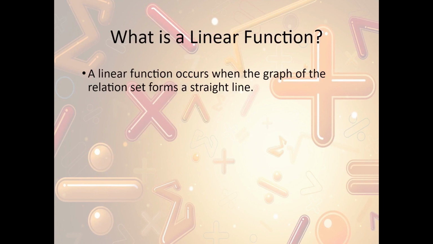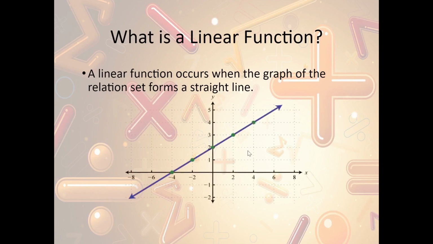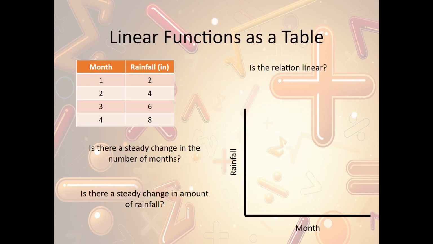Now, first of all, what is a linear function? A linear function occurs when the graph of a relation set forms a straight line. So when we plot the points, if it forms a straight line like this, that means it is a linear function. Now, what does a linear function look like as a table? Well, if we look at the table here, the rule is if in each column, so this column and this column, the change is all consistent and it's addition, then we say that the set is linear.